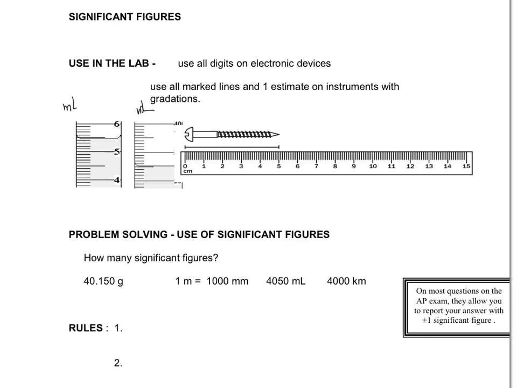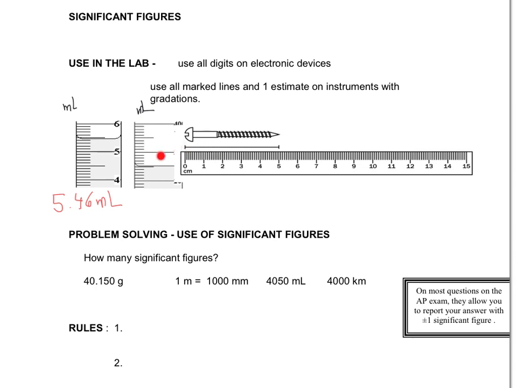So for example, in that first one, I can tell for sure that it's between 5.4 and 5.5 milliliters. So the 5.4 is what I know for sure, so I record that down. And then I estimate 1 more, so I'm going to say maybe 5.46 milliliters. It is understood that that last digit is an estimate. So if they ask you on the AP exam, for example, to record that value, they'll accept probably anywhere between 5.44 to 5.48 milliliters.